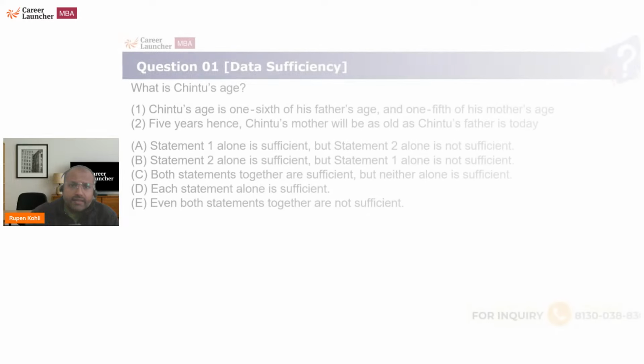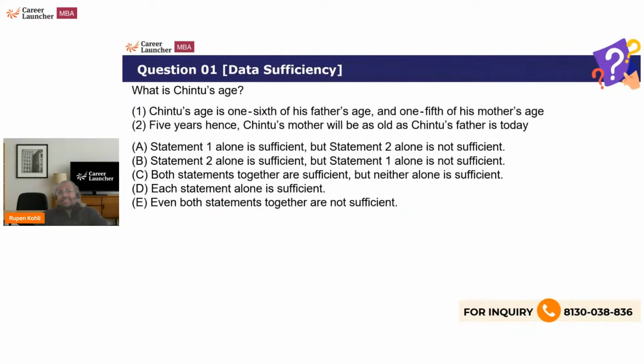From the five options that we saw in the next slide, option A says statement one alone is sufficient, but statement two is not. So this is matching with the first outcome. Option B says statement 2 alone is sufficient, but statement 1 alone is not sufficient. That is matching with the second possibility. Option C is both statements together are sufficient. So we have not yet analyzed them together. Option D is each statement alone is sufficient. So this is matching with the third outcome. Option E is both statements together are also not sufficient.